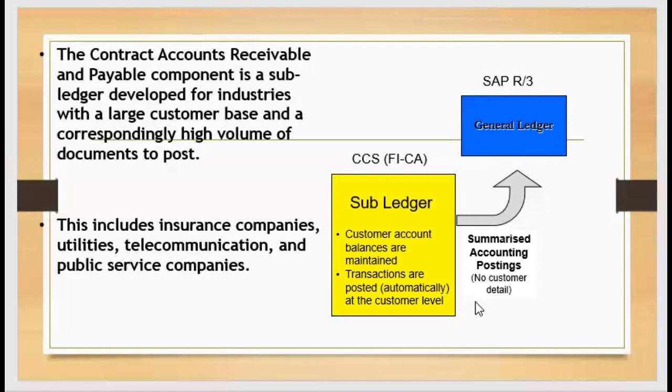If you go for any definition of contract account receivable and payable, you can find this: the contract account receivable and payable component is a sub-ledger developed for industries with a large customer base and a corresponding high volume of documents to post, because we are posting the details at the individual level. This includes insurance companies, utility companies, telecommunication companies, public sector companies, all these companies.